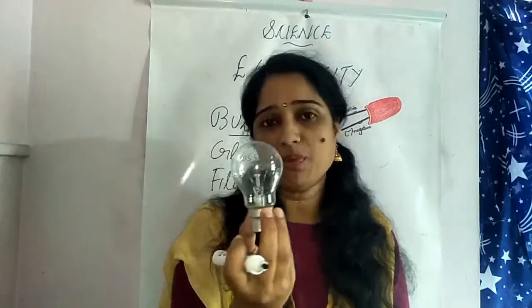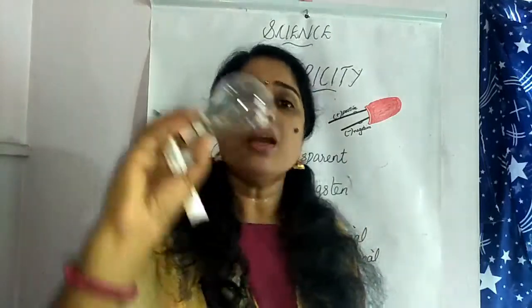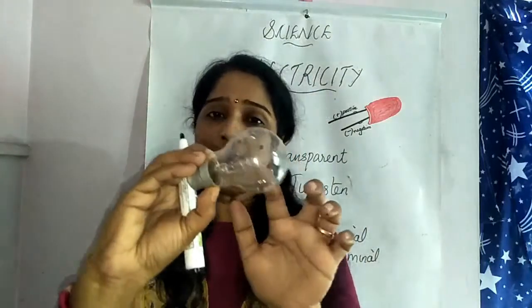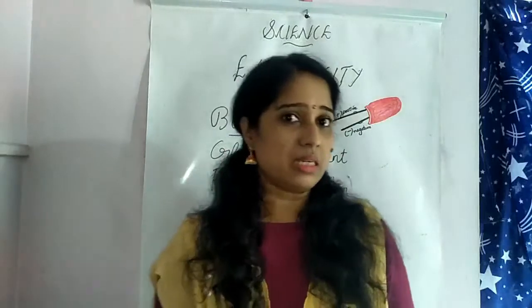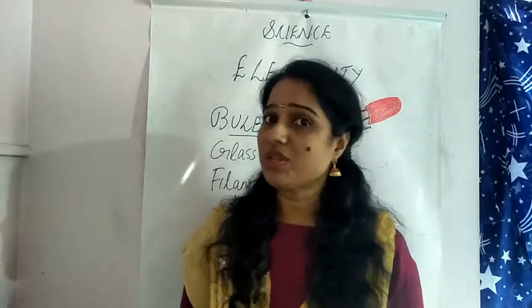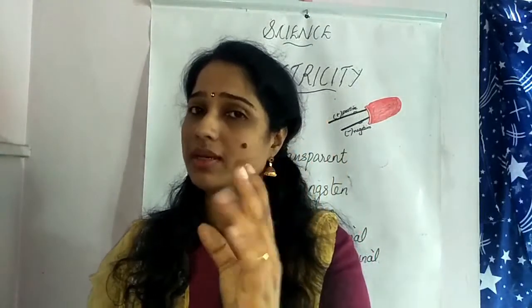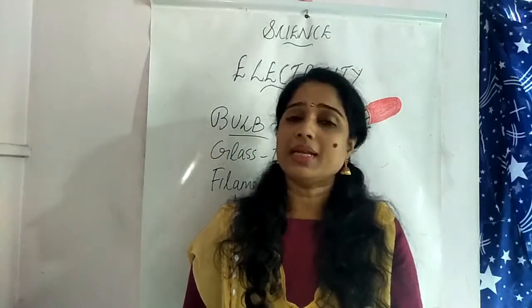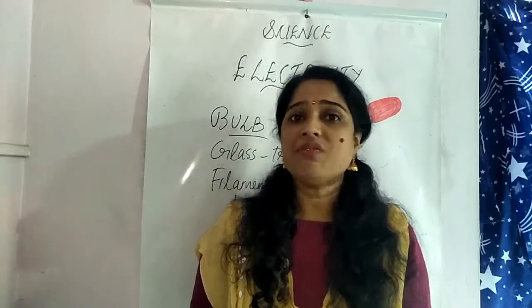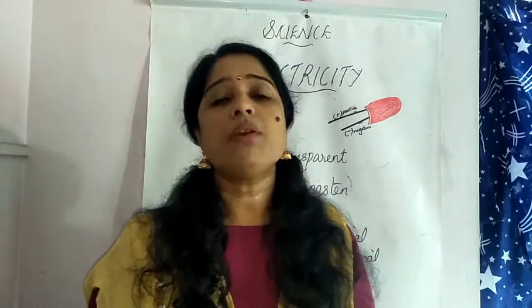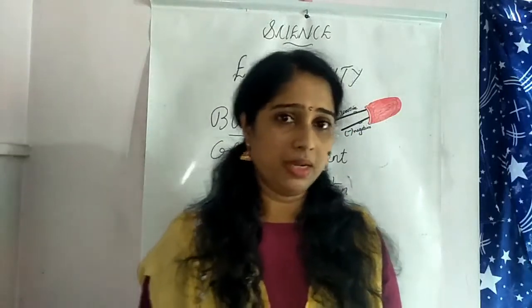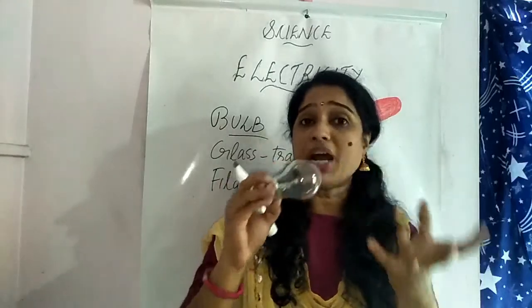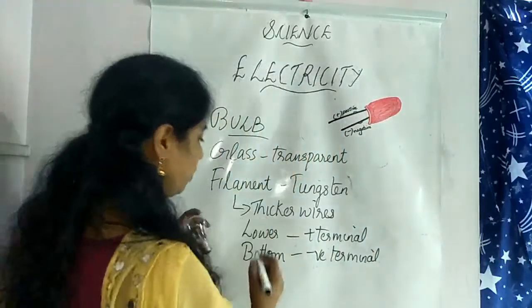So the bulb is made up of glass. Glass is transparent. Inside the glass we can see the filament. The filament is made up of tungsten, and this filament is attached to the bulb by using two thicker wires. One wire is attached to the lower part of the bulb, that is the positive terminal. The second wire is attached to the bottom of the bulb, that is the negative terminal. Clear? And the bulb is partially vacuum. That is another important thing.